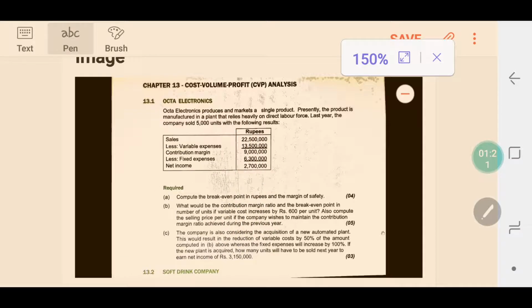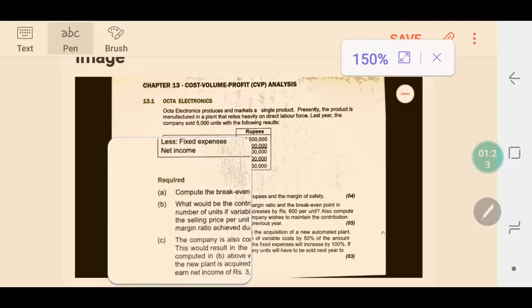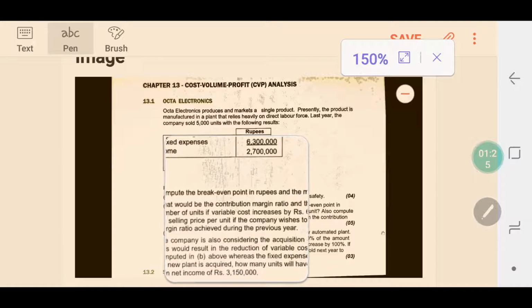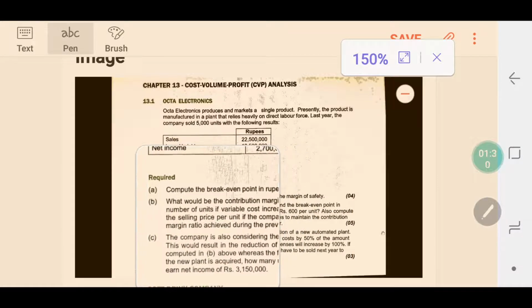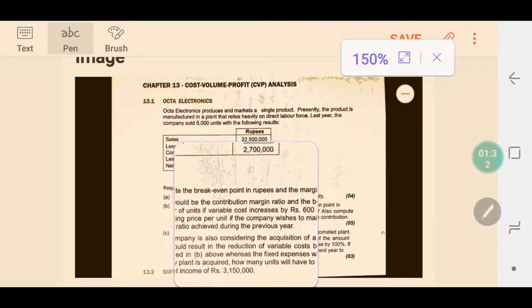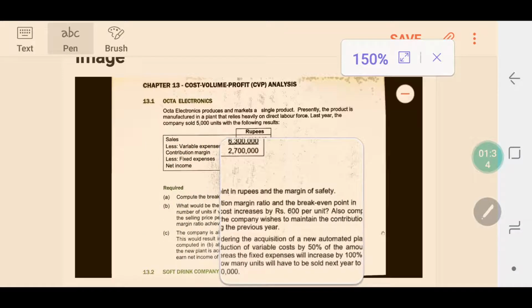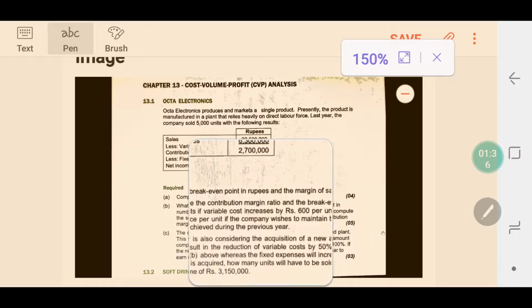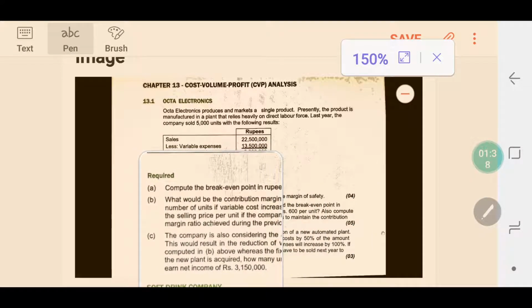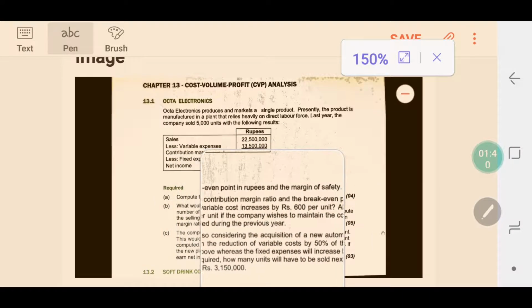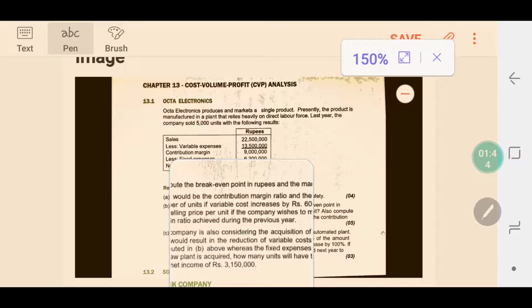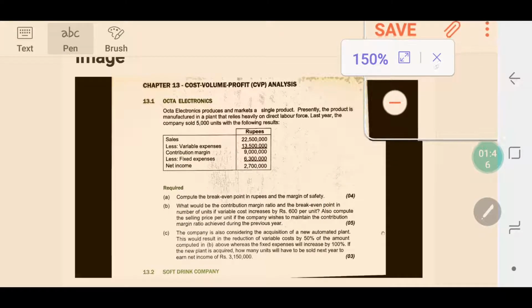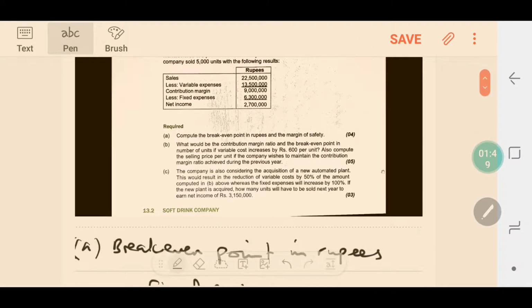But in this video, we are going to attempt part B, which states: what would be the contribution margin ratio and the break-even point in number of units if variable cost increases by 600 rupees per unit? Also compute the selling price per unit if the company wishes to maintain the contribution margin ratio achieved during the previous year. Okay, let's see.